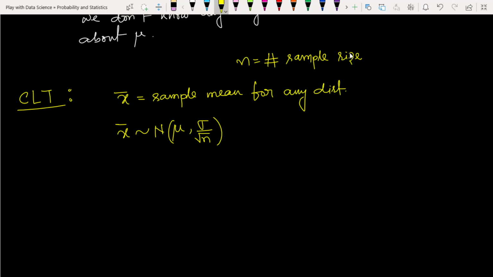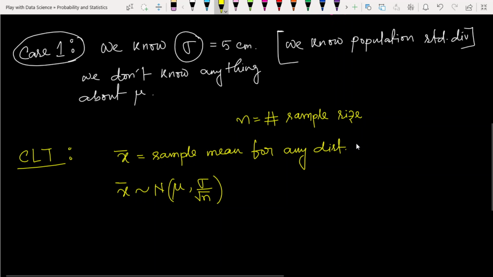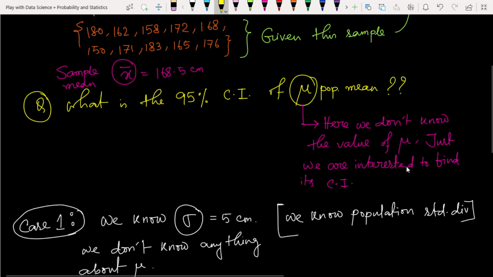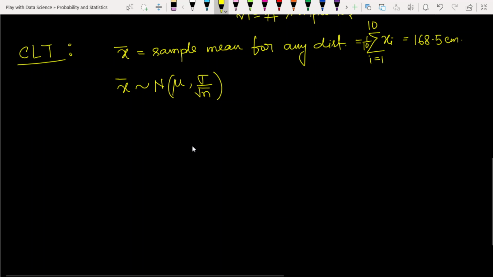Here small m is the sample size. X bar is the sample mean for any distributions. So in these cases, in the examples I have taken here, what should be the sample mean? I have taken sample size 10, i equals 1 to 10, xi. This value is simply 168.5 centimeter.